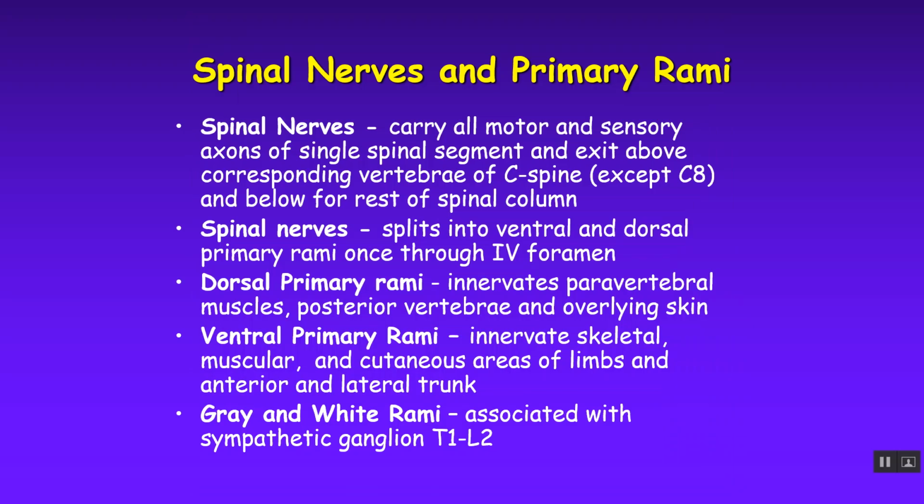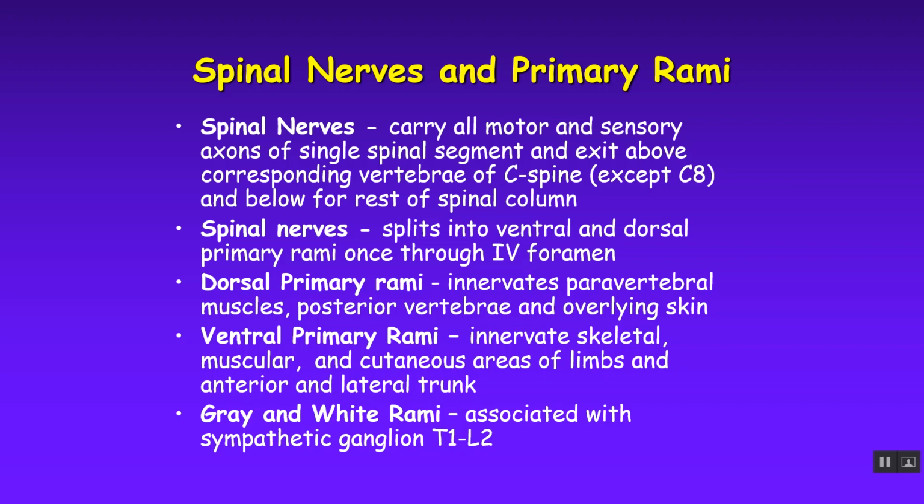So the spinal nerves come off once the roots come together, right? The dorsal and ventral roots come together to form the spinal nerve. And then they have these primary rami that come off. So the spinal nerve comes together, and then very quickly it branches into a dorsal primary ramus and a ventral primary ramus that we've showed you pictures of, and we'll review it again. They carry all motor and sensory axons in a single spinal segment. And if it's between T1 and L2, it's also going to carry some sympathetic autonomic fibers as well. Okay. The spinal nerves split into that ventral and dorsal primary rami once they get through the intervertebral foramen.